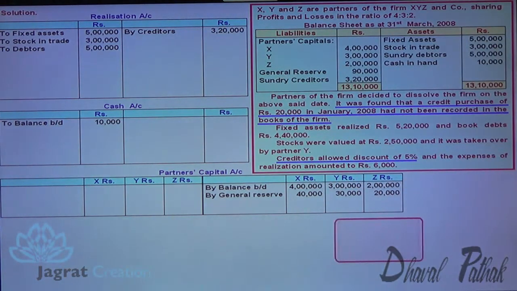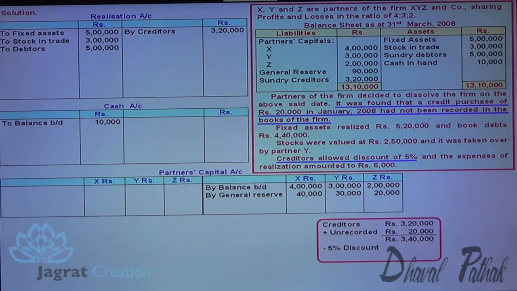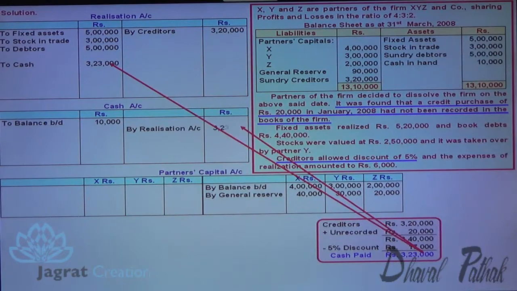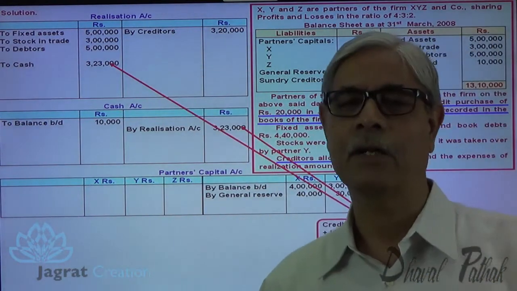So unrecorded liability. So creditors are 3,20,000. Unrecorded creditors amounted to 20,000. So 3,40,000 are the total creditors. Paid at a discount of 5%. So 17,000 is the discount. This is the amount paid to creditors. Amount paid to creditors, realization account debit to cash account credit. This is how payment of creditors gets recorded.